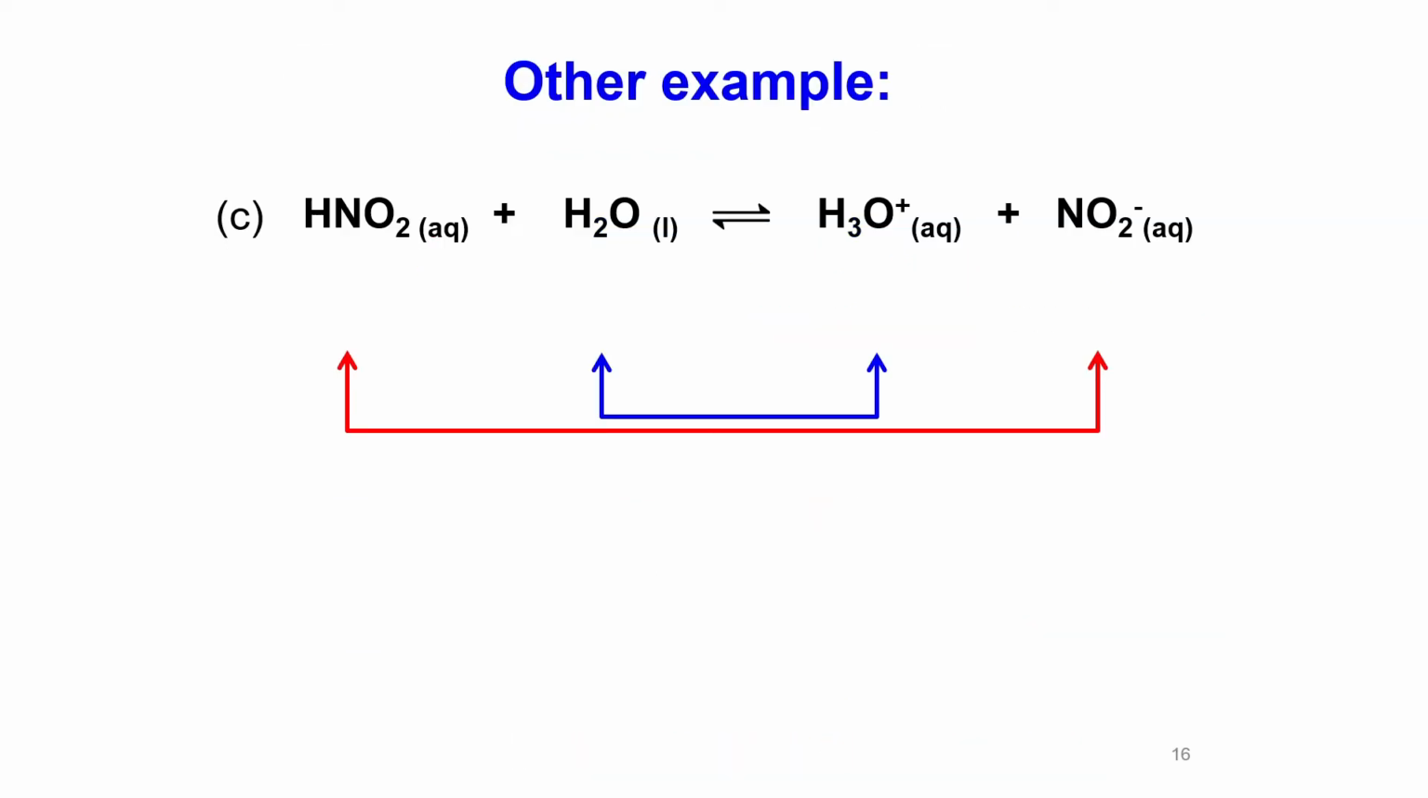Next, another example. Okay, HNO2. So HNO2 donates its proton. So dia bagi hydrogen kepada H2O. So this one is acid. Okay, this is acid. Water is a base. So bila water accept a proton from HNO2, so water akan menjadi conjugate acid, and then NO2 minus is conjugate base. NO2 minus came from the acid. Okay, alright. It is the pair of the acid.